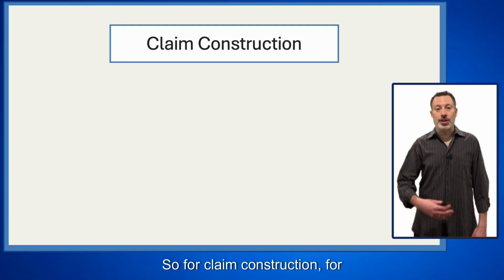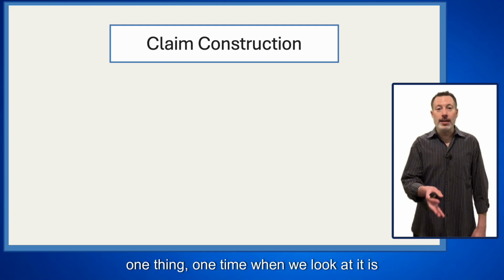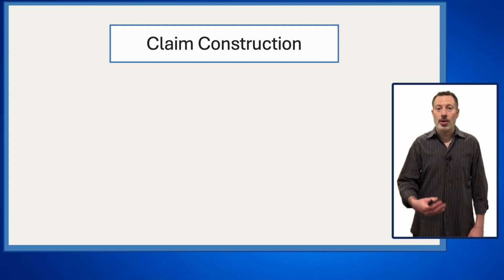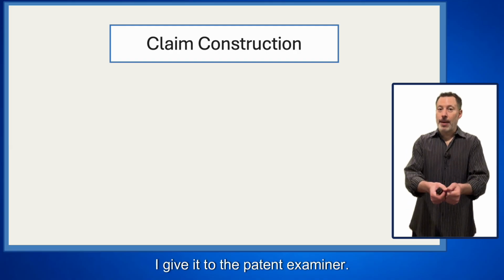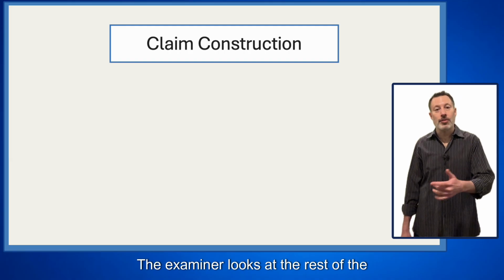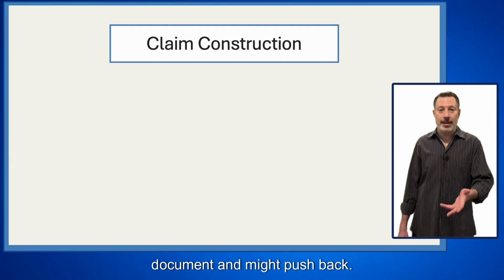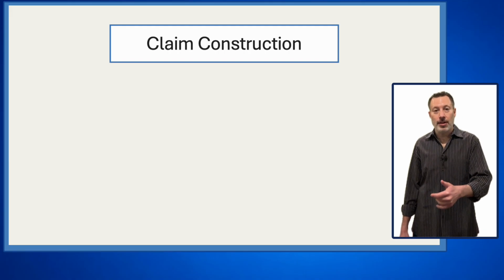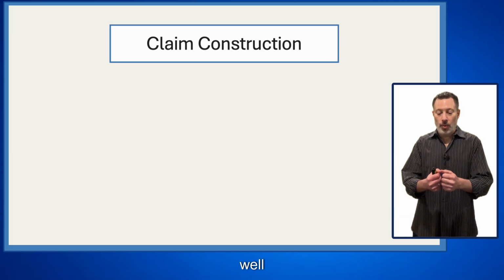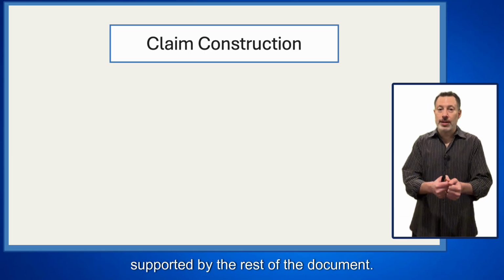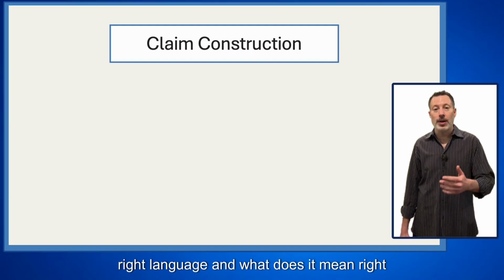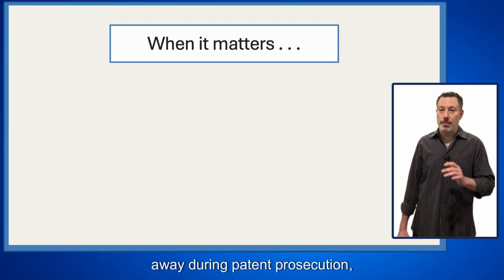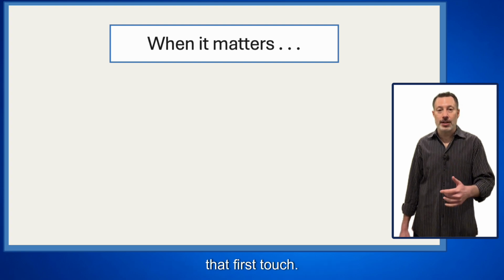So for claim construction, for understanding the claims, one time when we look at it is during patent prosecution. When I apply for a patent, I might draft a claim set. I give it to the patent examiner. The examiner looks at the rest of the document and might push back. Might say my language isn't clear, might say my language isn't well supported by the rest of the document. We do this back and forth of what is the right language and what does it mean right away during patent prosecution, that first touch.